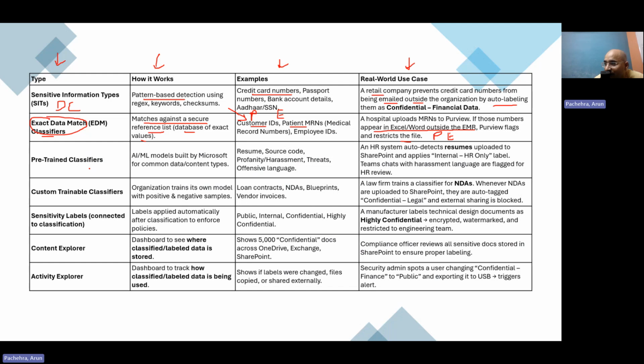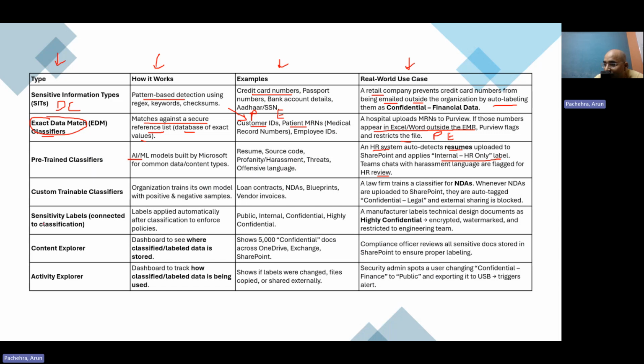Now, pre-trained classifiers: these are AI/ML models built by Microsoft for common data content and context. Like resume, source code, profanity, we gave examples when we were talking about it. Now this use case will help you understand further. An HR system auto-detects resumes uploaded to SharePoint and applies an internal HR only label. Teams chats with harassment language are flagged for HR review. That's how it is automatically labeling your data as per the sensitivity of the data, which you have already defined.